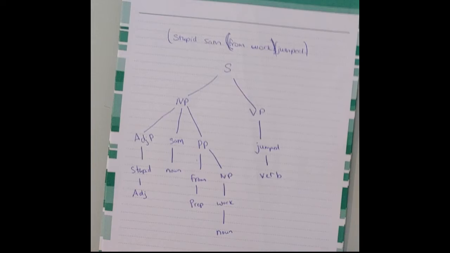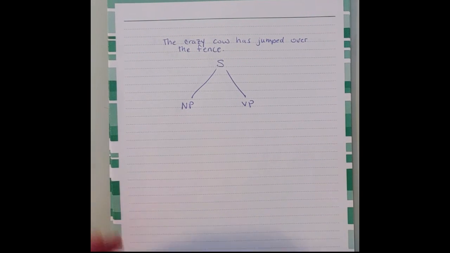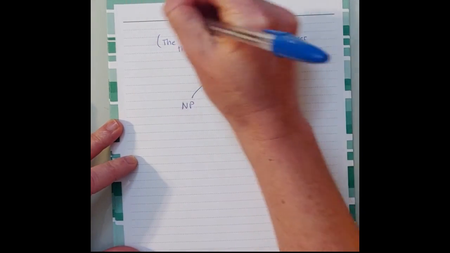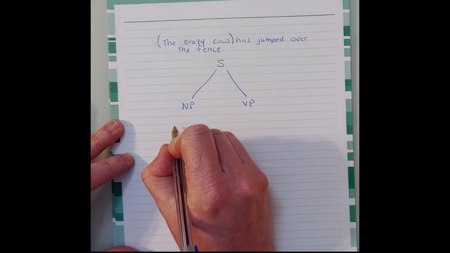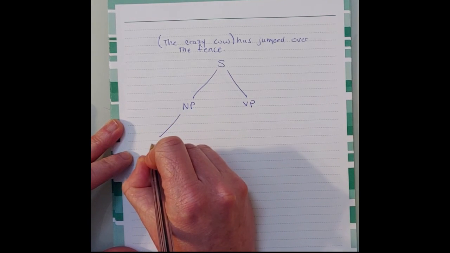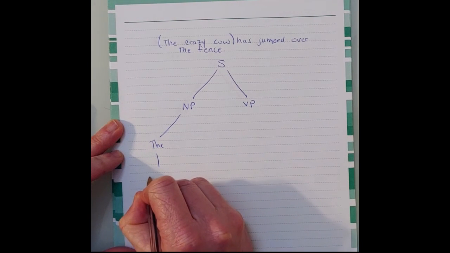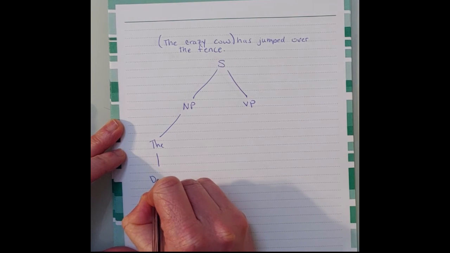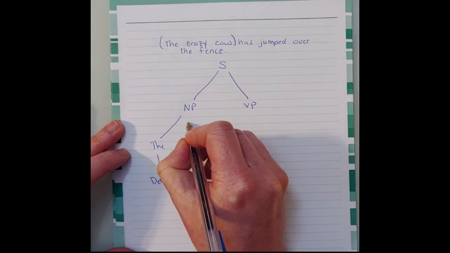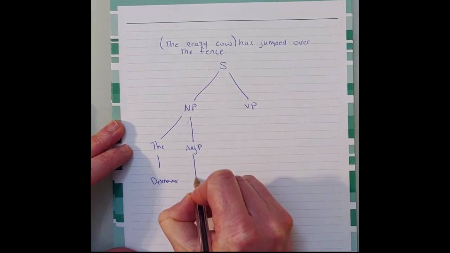Let's keep going. I would encourage you to stop and pause at this time and try it yourself and see if you can keep up with it. So the crazy cow has jumped over the fence. The crazy cow is going to be our noun phrase. So we have the, which you can call a determiner or an article. We're going to call it a determiner. Okay. And then I actually have an adjective phrase, right? Crazy.